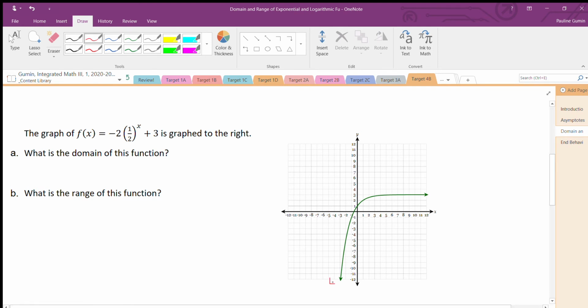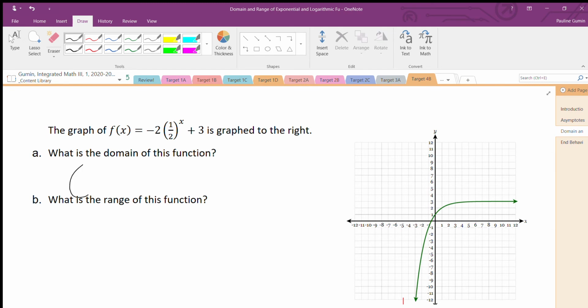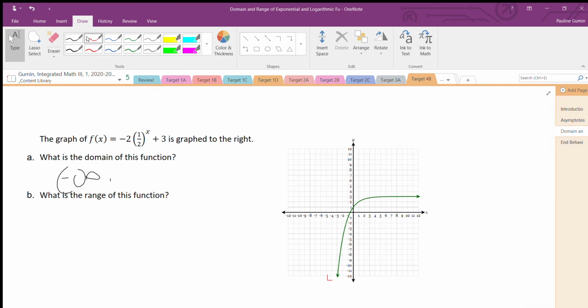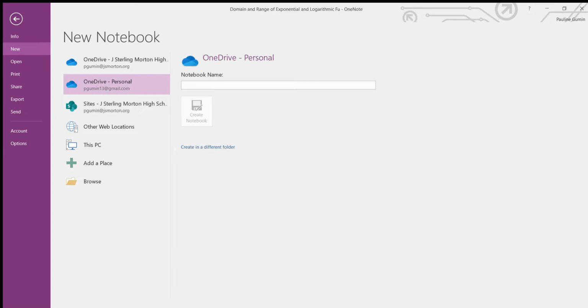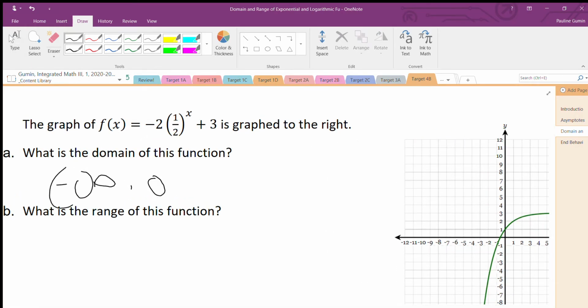On the left, it looks like it's going diagonally, which means it's just continuing to the left without stopping. So that will be -infinity. And when I look to the right-hand side, sure, it's flattening out, but it's continuously going to the right. It's just not going any more up. So, from -infinity to +infinity.